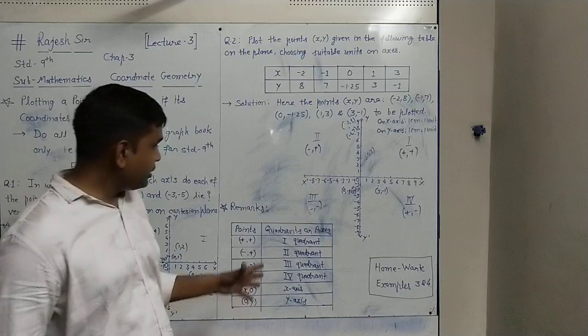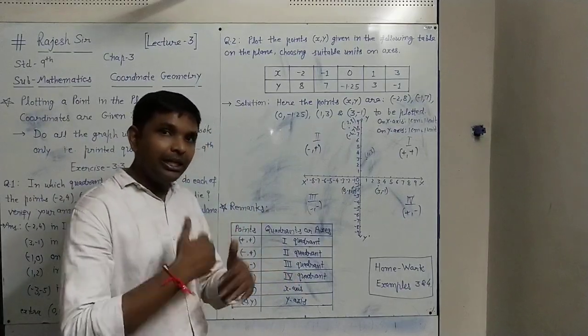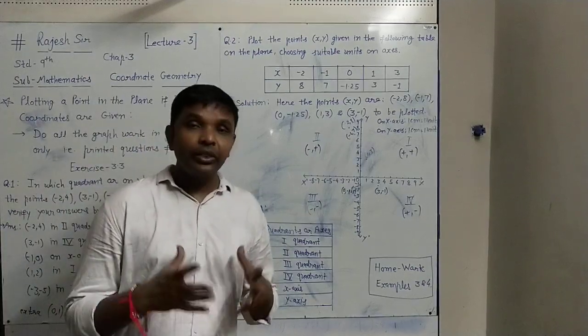The most important thing to be noted is the type of points, and by that you can decide in which quadrant and on which axis the point will be.